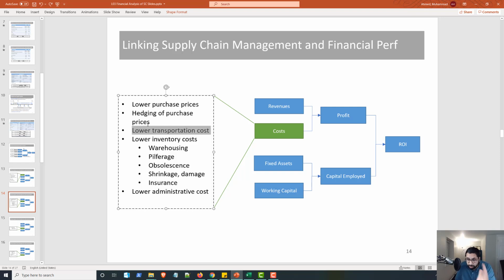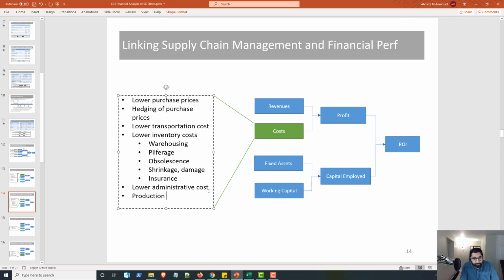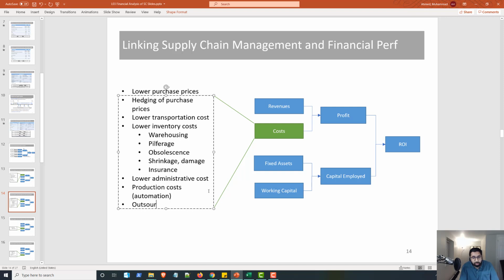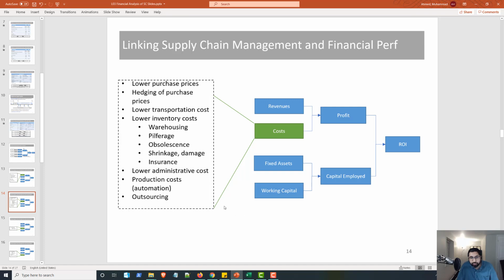There are other costs, production costs, equipment cost, HR, the employee costs. So automation is going to influence this. How much automation versus labor. Outsourcing is going to influence this, whether you outsource production or produce in-house. So there's going to be lots of things that influence the cost. This is not an exhaustive list by any means. It's just some of the costs.